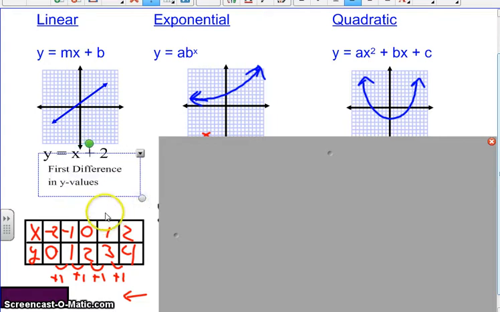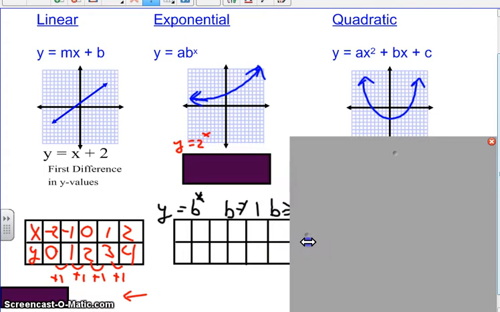It's the first difference in the y values. Okay, with our exponential function, we had some important details to the rule. The basic exponential function is y equals b to the x, as though a is 1, right? So here's our model, but we could just bring it down to 1 times b to the x. b may not equal 1.